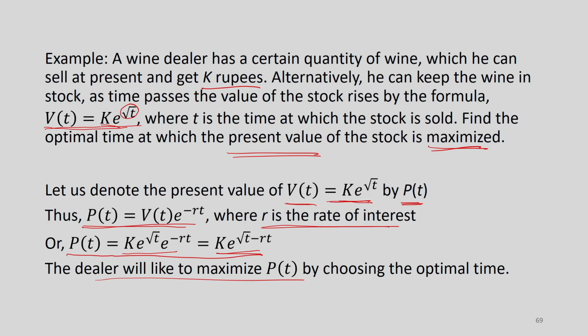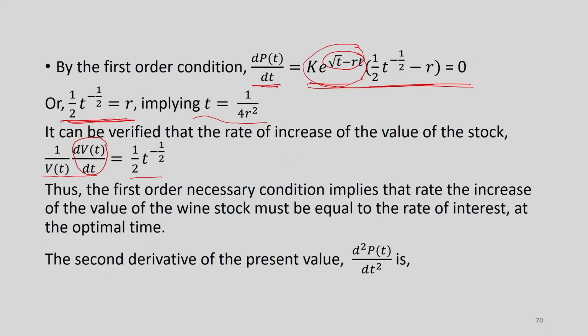What was Vt? This is Vt. So, if you take the derivative with respect to t and divide it by Vt itself, you are going to get half of t to the power minus half. So, this is the rate of increase of the value of the stock, the rate of increase of Vt. Now, the first order condition implies that the rate of increase of the value of the wine stock must be equal to the rate of interest at the optimal time. This is what this means.